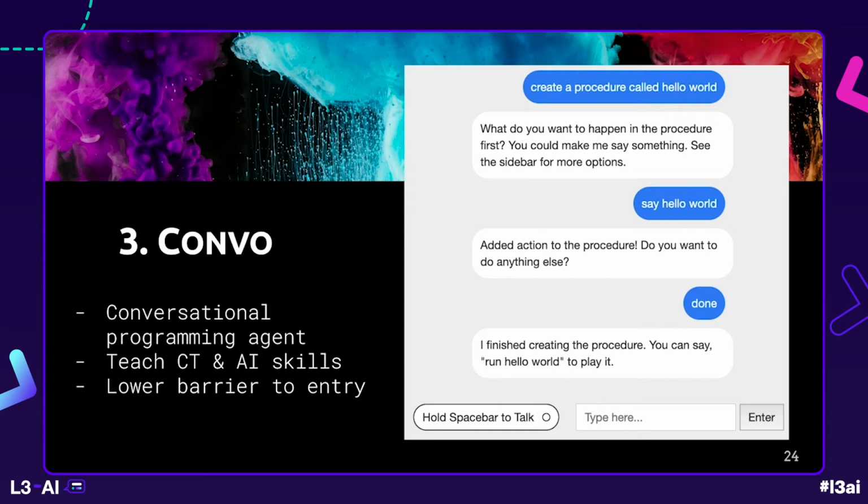Combo is a conversational programming agent, which basically means you conversationally speak to the agent in order to collaboratively create a program. So for instance, you might create a program that speaks the words "Hello World," as in the conversation on this slide. And basically, we developed this system with the purpose of teaching computational thinking and artificial intelligence skills, and lowering the barrier to entry to programming even further, so that you don't even necessarily need to be able to use a mouse and keyboard in order to program, but you can rather use your voice.